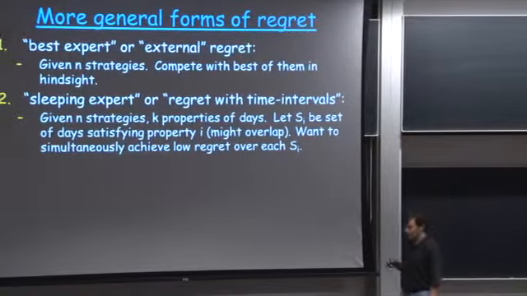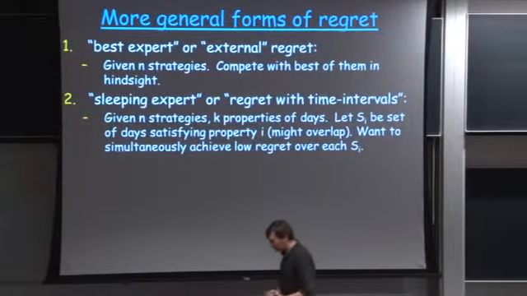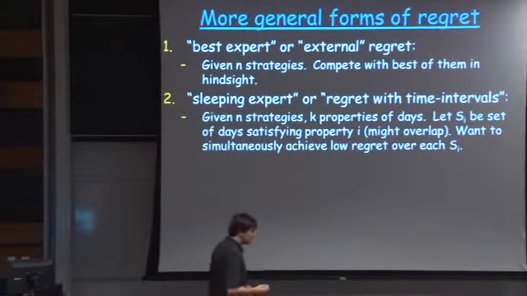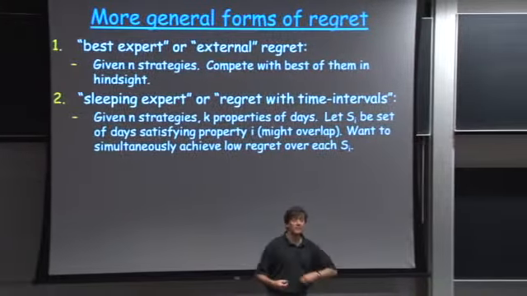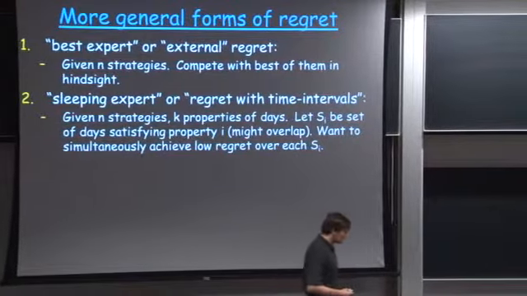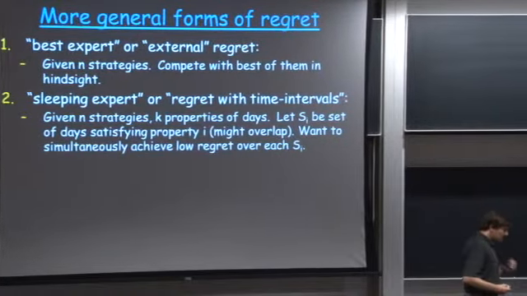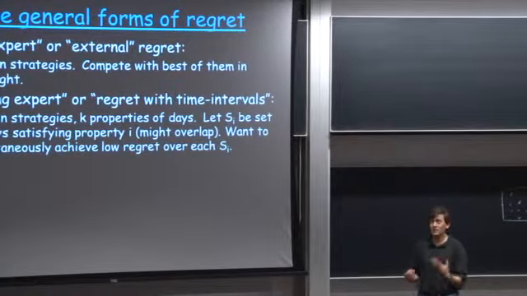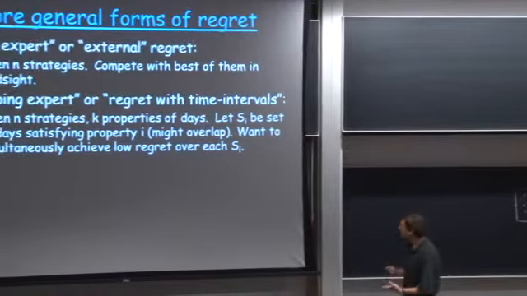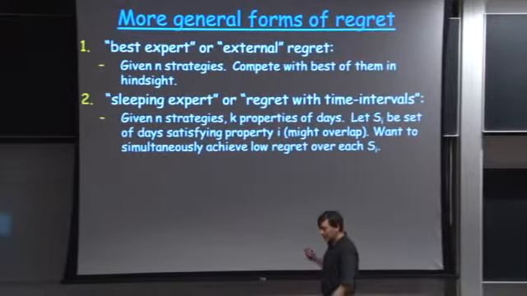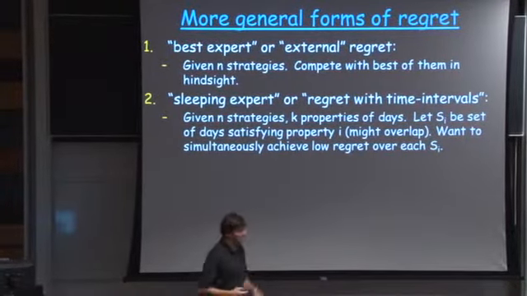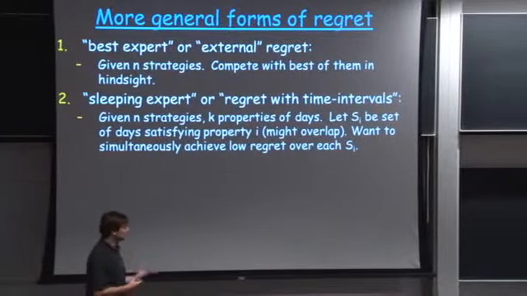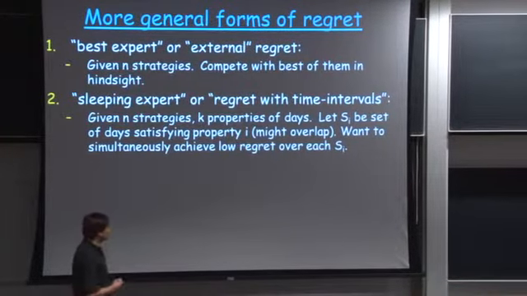Here you're given a bunch of strategies and you're also given some properties that days might have. So imagine driving to work and I'm given in advance that there are weekends, weekdays, days when it rains, days when it snows, days when there's construction. These may overlap. You might have a weekend with construction, or a weekday when it's raining. Let S_i be the set of days satisfying a certain property. So S1 might be the set of weekends, S2 the set of Mondays, S3 the set of days of construction, S4 the set of days where it's raining.